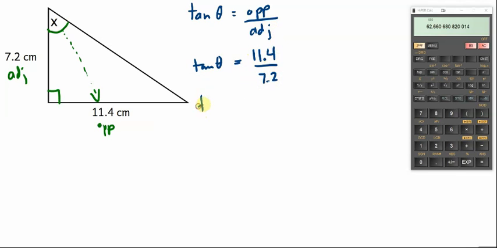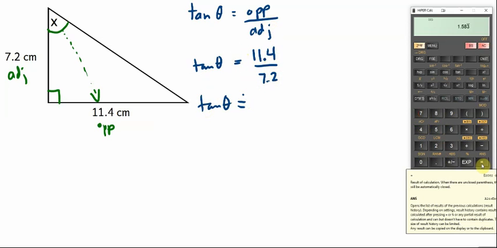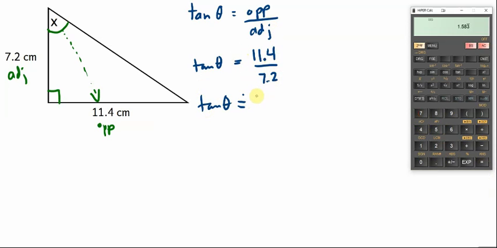So the tangent of the angle, I'm going to get the approximate decimal using the calculator, which is totally fine. 11.4 divided by 7.2. It's about 1.583. It says that that 3 happens to be repeated, so I can even add the extra 3 if I want to. But because I'm going to use a calculator, all the decimals are there.